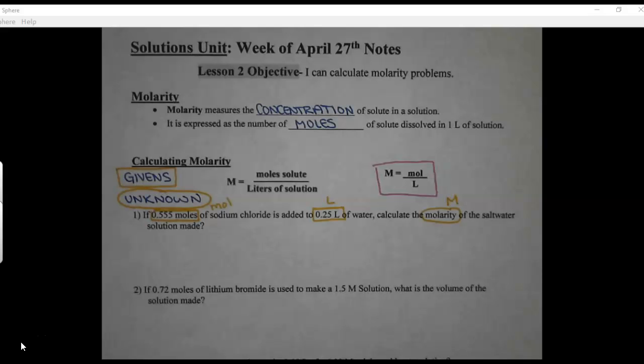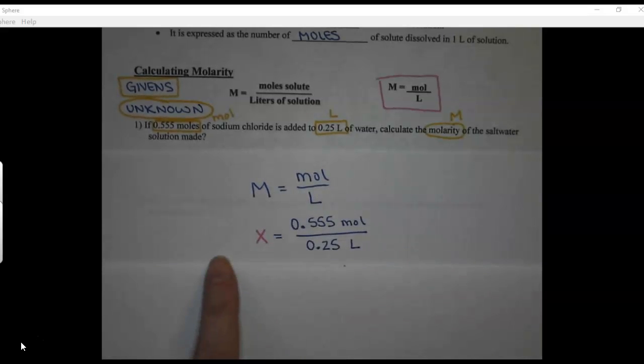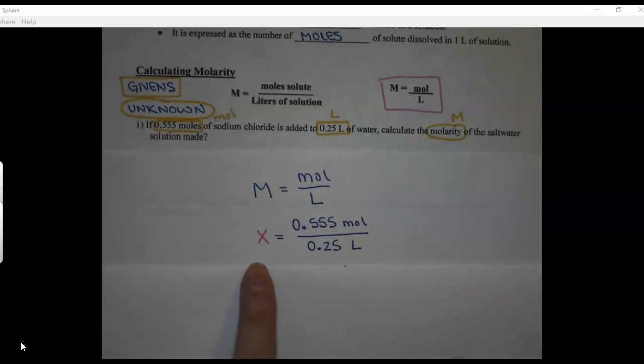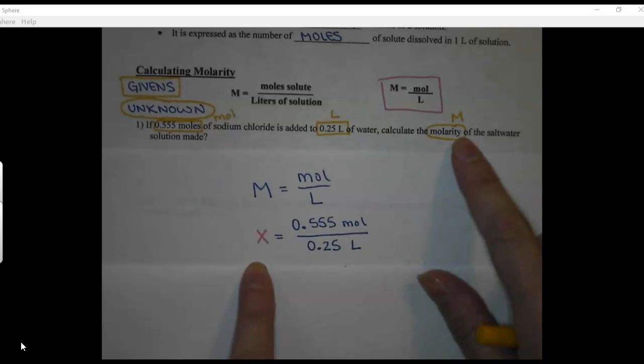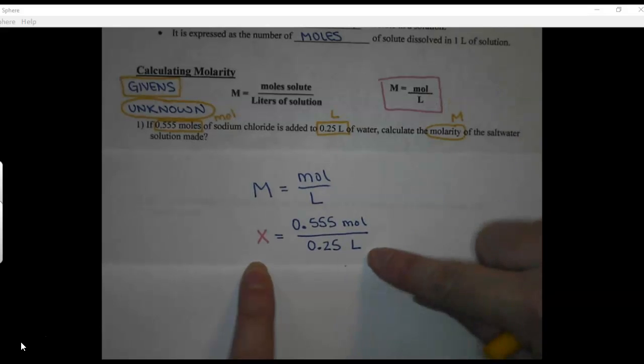So I'm going to switch over to this because I've got mostly worked. I'll maybe see if I can get it all on the page. Look at that. Okay. So there's my equation. I'm going to substitute those values in that I boxed and circled. So I'm going to substitute X in as molarity because I don't know it. Moles goes on top, so 0.55, and liters goes on bottom.